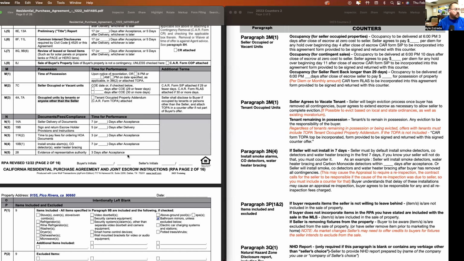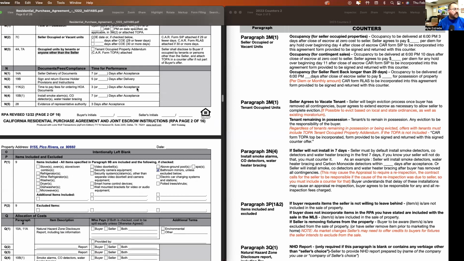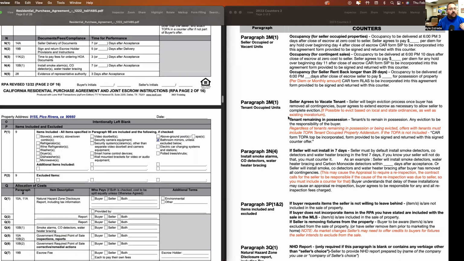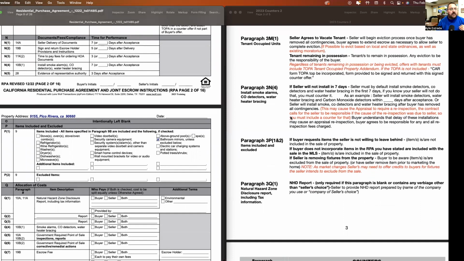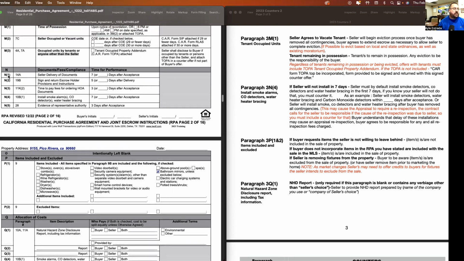Okay. So the next section after the tenant occupied units is the seller delivery of documents. I don't think you need to counter any of that stuff. If I'm the seller, I'm not going to counter that unless it's a really short escrow period and I've asked them for a much shorter inspection and investigation period, right? So if I told them they've only got 10 days to do their investigations, I'm not going to hold on to my documents for 7 days. I'll shorten that period of time, okay?